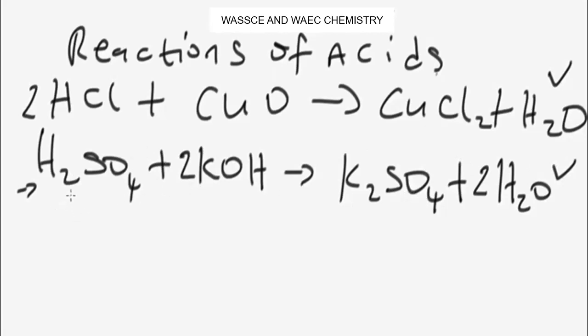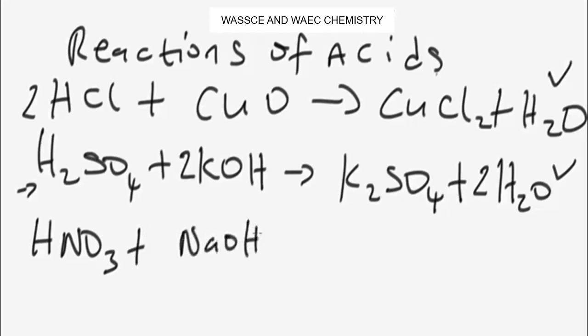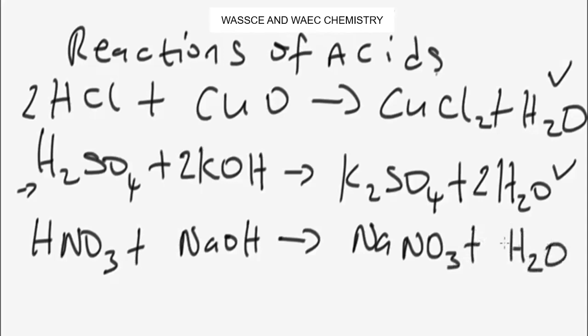Okay, now another typical example is when nitric acid, HNO3, reacts with, let's say, sodium hydroxide. Alright, so we're going to have the output to be sodium nitrate plus H2O. Okay, so this will be the output.